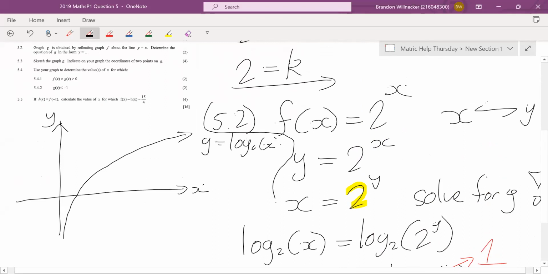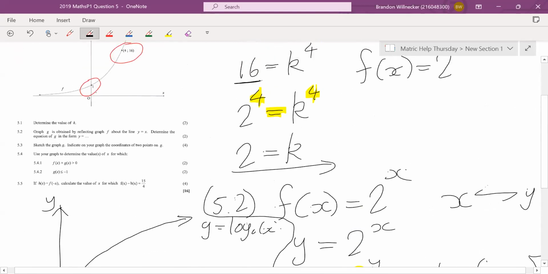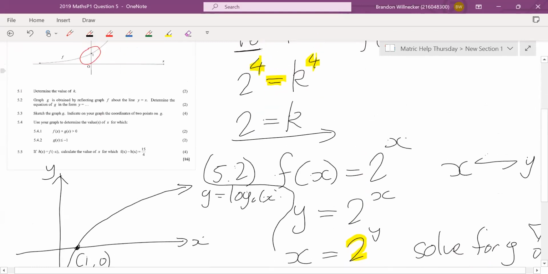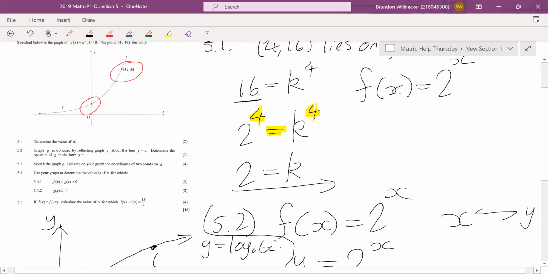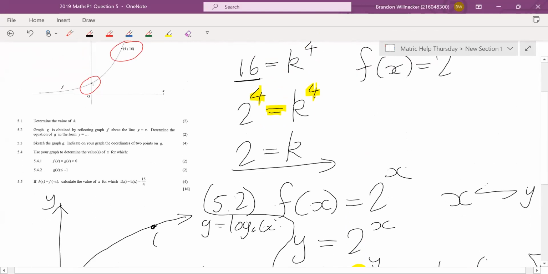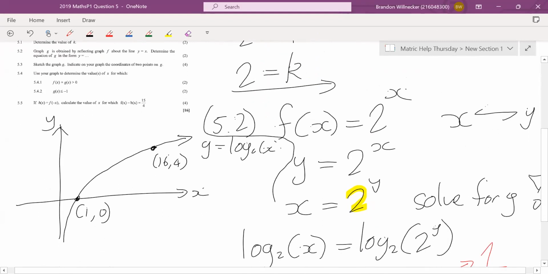We also need to put 2 points on. We know this point over here is going to be 1, 0. Why? Because the original point was 0, 1, but remember we swapped x and y, so that becomes 1, 0. And somewhere over here, doesn't matter too much. Previously, we had 4 and 16, so now we're going to have 16 and 4. Again, we've just swapped x and y around. So this is our new graph, G.